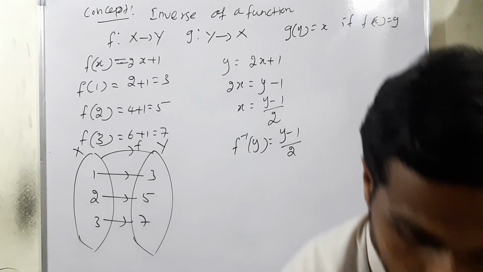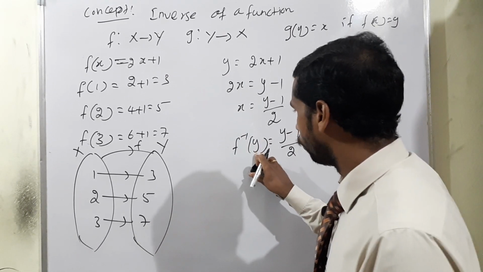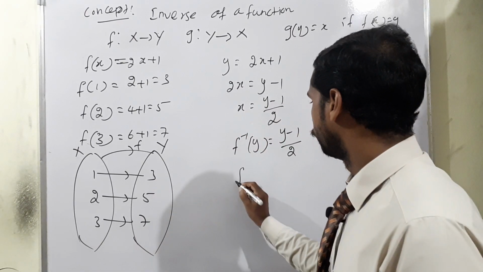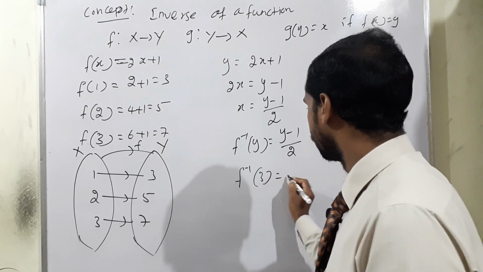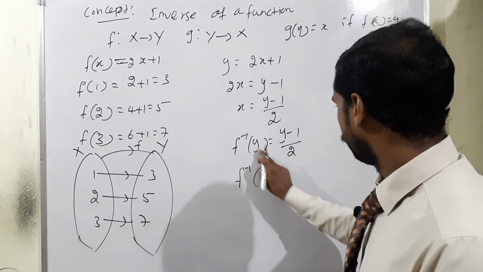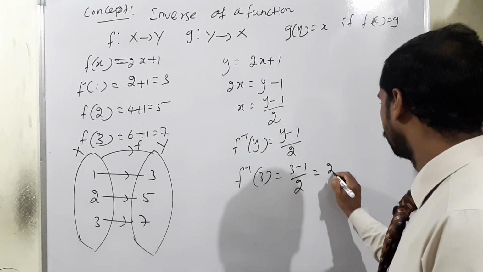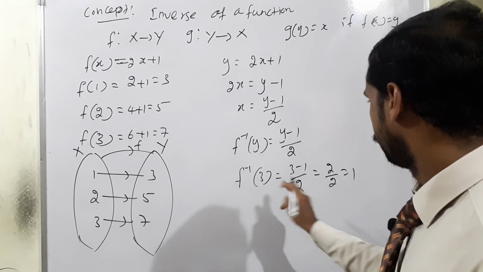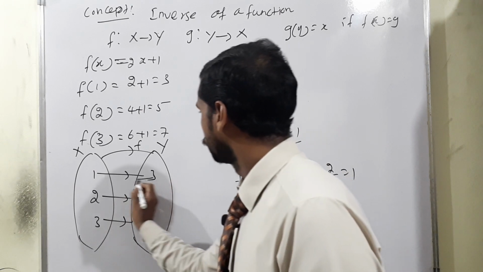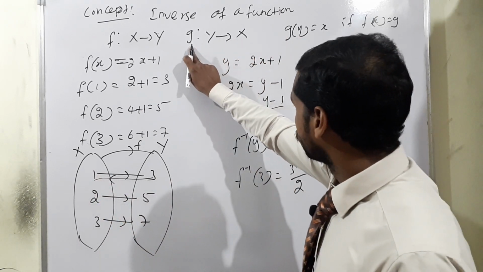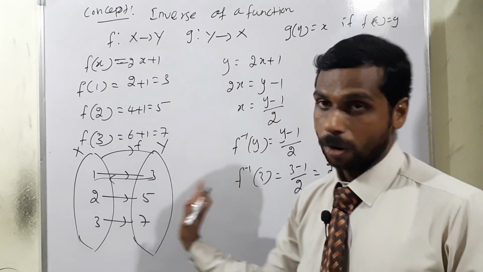First, this is the y value. Take it as 3, what will happen? Now f inverse of 3 is equal to, instead of y we apply 3, so (3 minus 1) by 2. 3 minus 1 is 2, 2 by 2, value 1. See, 3 comma 1, the opposite pair: mapping 3 to 1, correct? That's why the g function also goes from y to x, in the opposite direction.